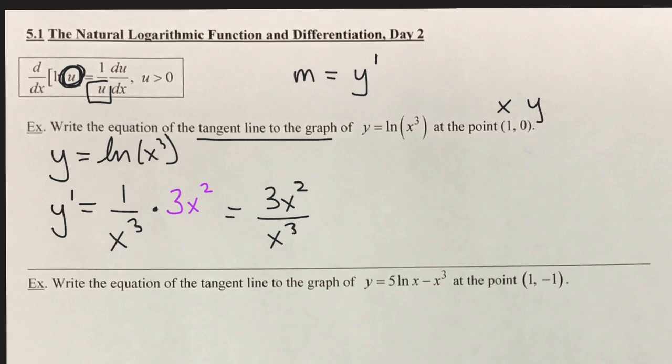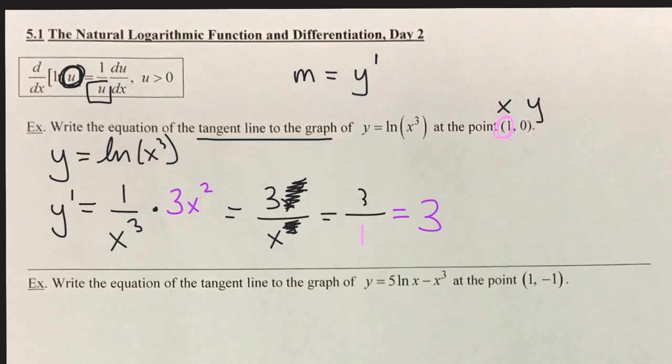What can I reduce? 2 of these x squareds with 2 of those x squareds. So I had 3 on the bottom. I got rid of 2 of them. That means I have 1 left. So now, what is my y prime when I plug in an x value of 1? 3 over 1 is 3. So I have a slope of 3.